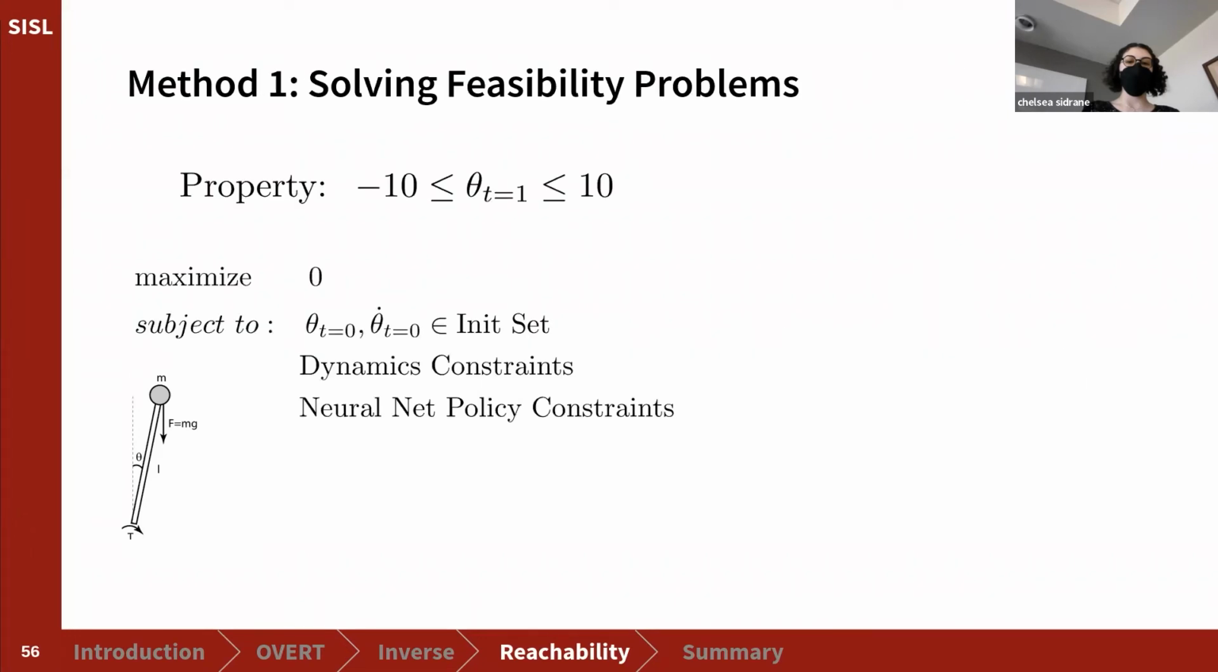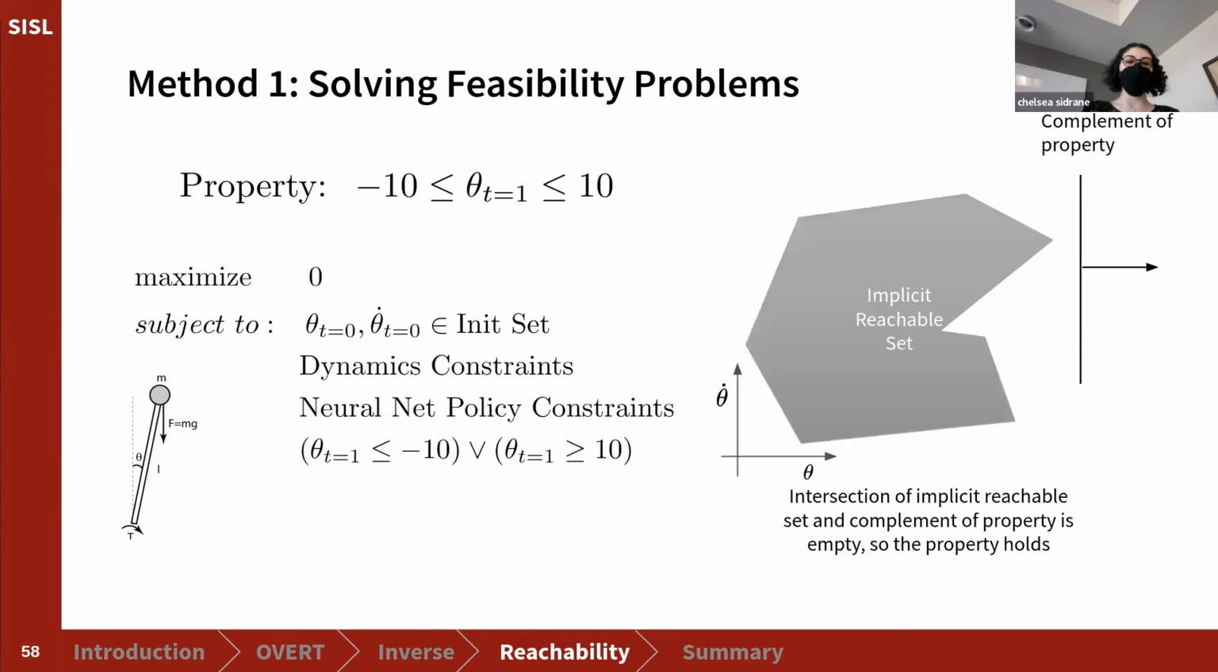If we take the approach of solving a feasibility problem, what we do is we add a constraint to the optimization problem, the complement of the property, which you can think of as the opposite. The solver then searches to find a feasible solution. If it finds one, then it means the property doesn't hold everywhere. If it can't find a place where the property is violated, then it holds. A visual representation of what's going on is shown on the right. This gray shape represents the implicit reachable set in theta dot space for our pendulum. And then we have this separating hyperplane on the right showing where the property doesn't hold. In this example, the intersection of the implicit reachable set and the complement of the property is empty. So no feasible solution will be found, and it will conclude that the property holds.